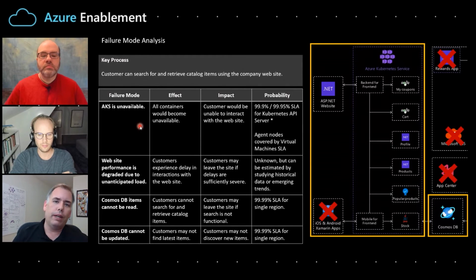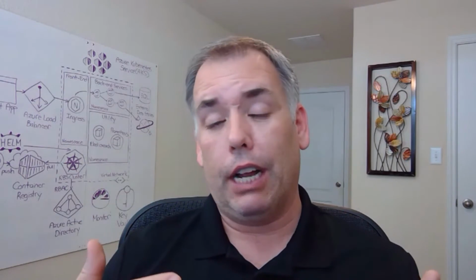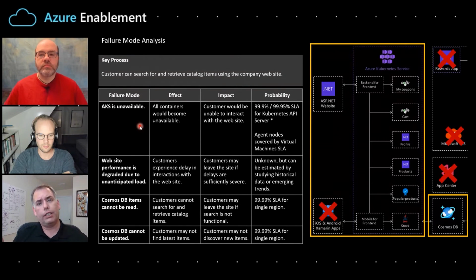So these are the components that we excluded that we're doing the catalog updates. And the effect of that is that customers may not be able to find the latest items, or they may not be able to discover new items. Sure. And here again, reads and writes are covered equally in Cosmos DB. And so here again, we have a 99.99% SLA in terms of an expectation, from an availability perspective for this service. But that's a case that we won't spend as much time looking at.